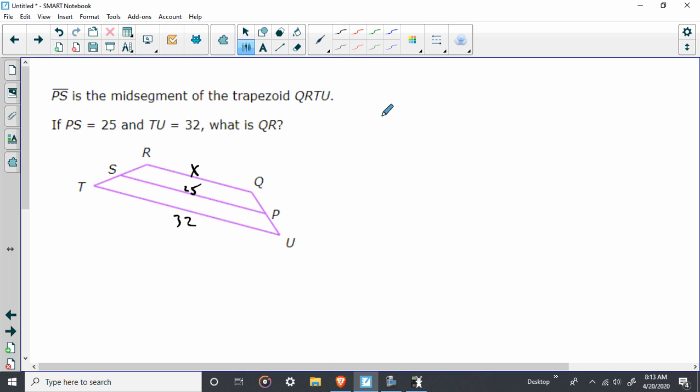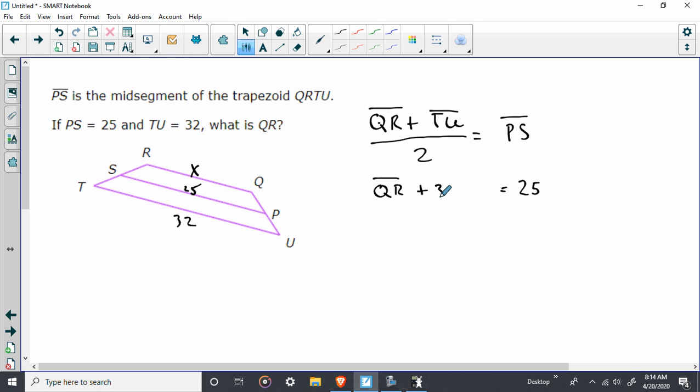Well, again, let's go with what we know. We know that QR plus TU over 2 is equal to PS. Okay, so let's fill in what we know. We know that PS is 25. Right? We know that QR is what we're trying to find. We know that TU is 32, and we're going to divide by 2.